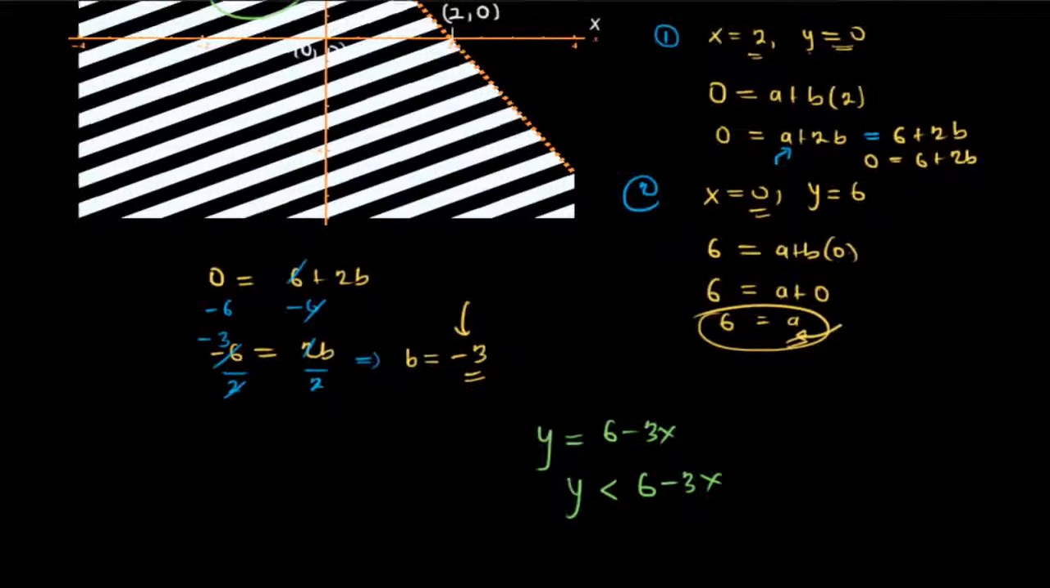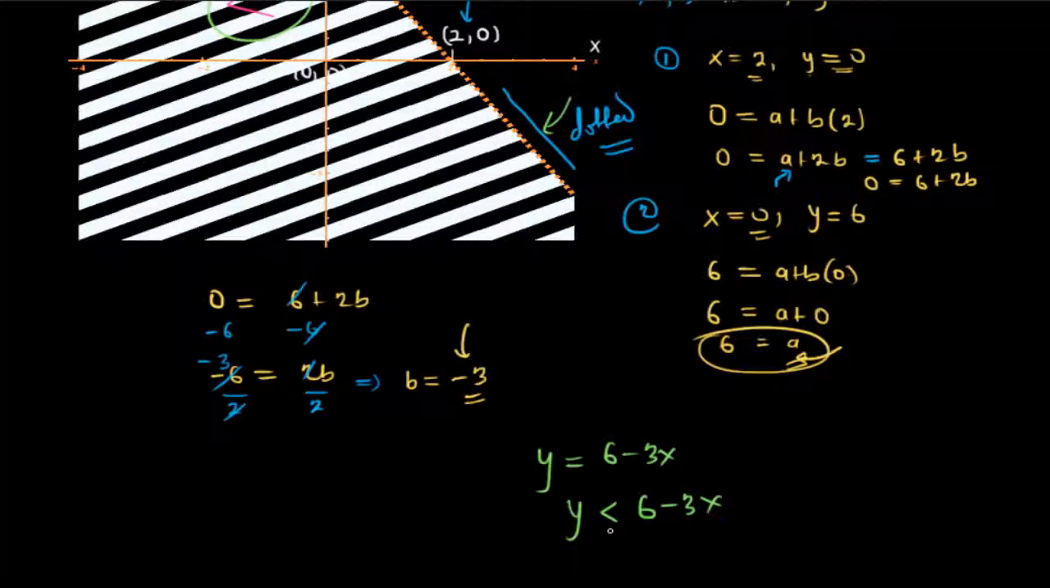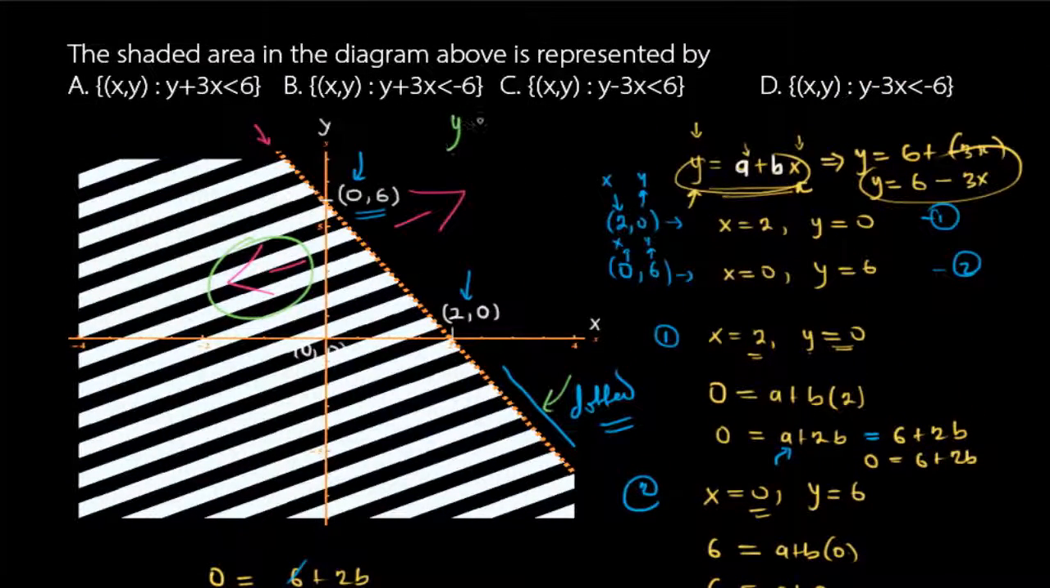Now note, do not be confused. The lines you have here are dotted lines. In other words, assuming you had a smooth line, then instead of writing less than, we would have included less than or equal to. But because you have dotted lines here, we neglect the equality sign. That is, the line itself is not inclusive. So the solution of the problem is y less than 6 minus 3x.